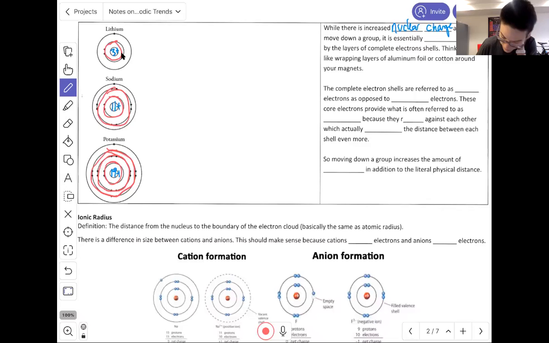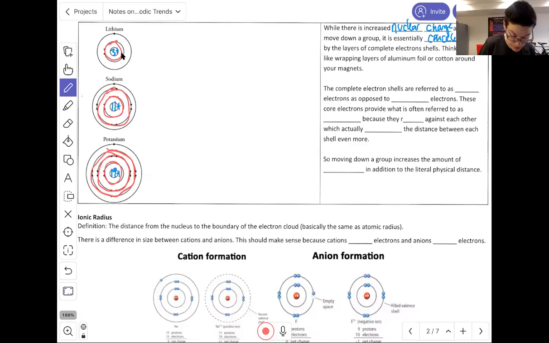It's canceled out by the layers of those complete electron shells. So the easiest way to think of this is like if you tried to put a magnet on your refrigerator, but first you wrapped that magnet in layers of cotton. It's not going to have as much attraction because you wrapped it in stuff. We are basically wrapping our nucleus, all that nuclear charge, with these red layers of full electrons, and they kind of cancel each other out.